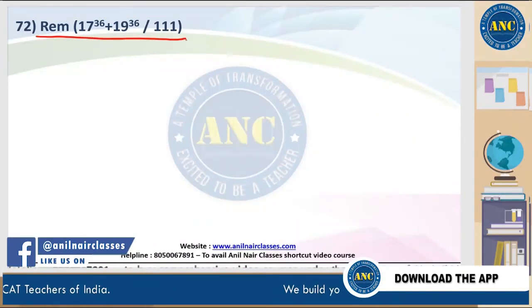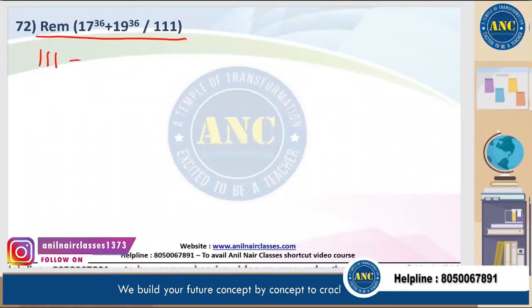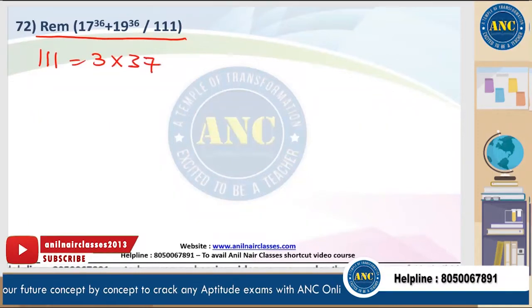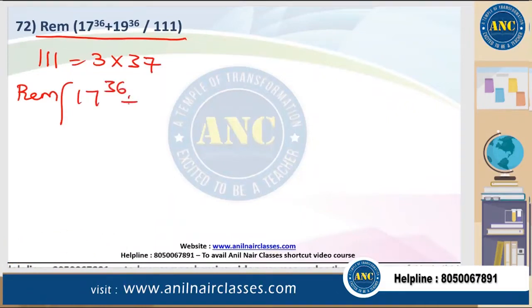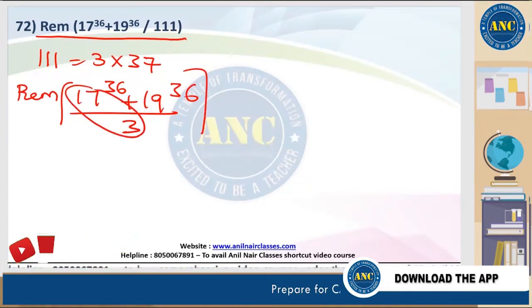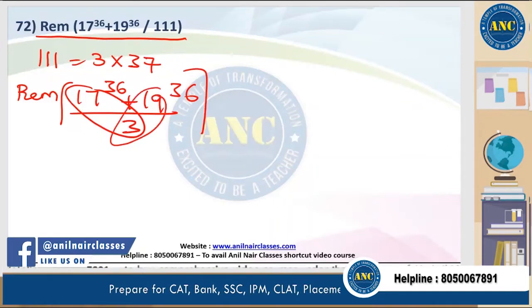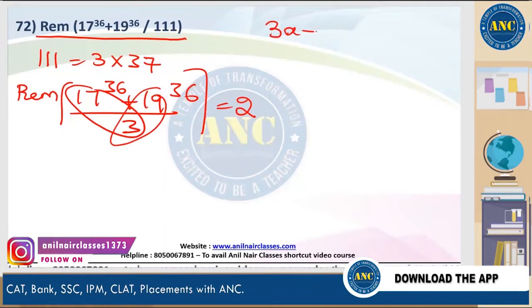72nd question. 111. When the denominator is a composite number, write it as a product of coprimes: 3 into 37. So 17 power 36 plus 19 power 36 divided by 3. 3 6s are 18. Minus 1 power even is 1. 1 plus 1 is 2. So this one is of the form 3a plus 2.